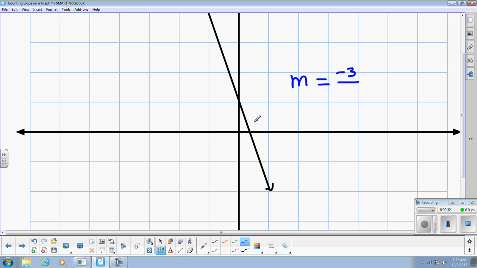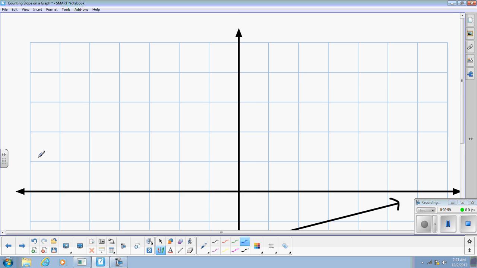How many spaces did we go over? How many lines do we go between? We went between 2 lines, so I have 1 space. So down 1, 2, 3 spaces, over 1. I then have a slope of -3, because -3 divided by 1 equals -3. M for movement. The top is how much we go up or down. The bottom is how much we go to the right.